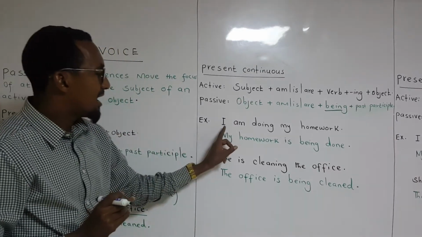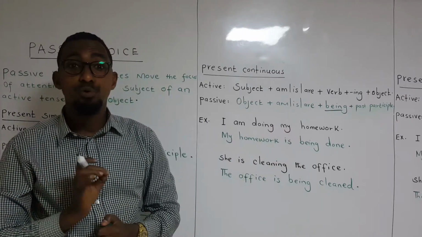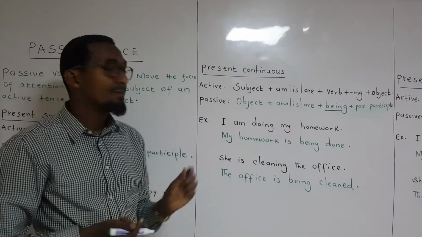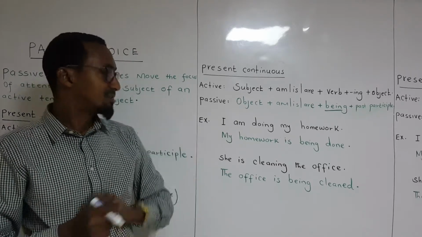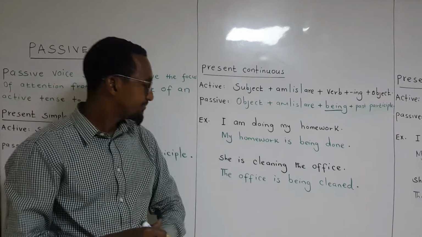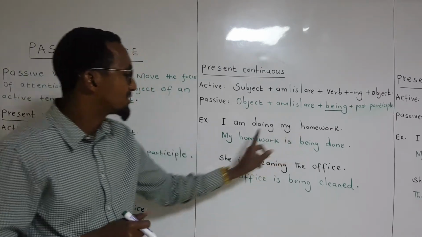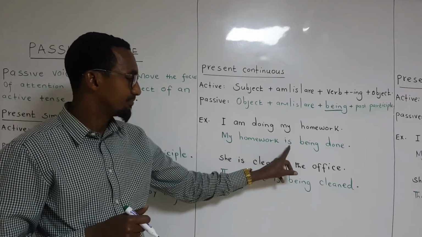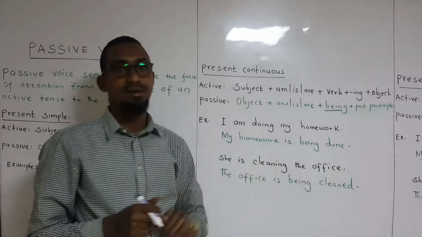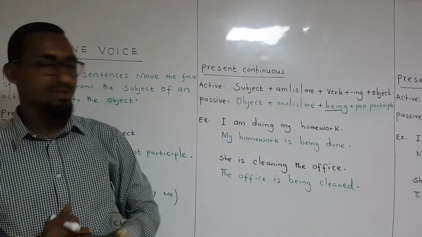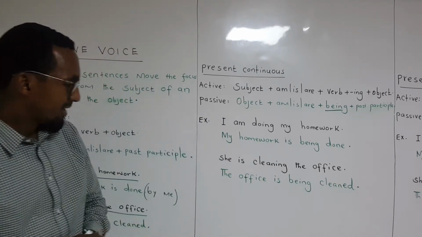So let's start. I am doing my homework. That means that the action is happening right now, at the moment. It's continuous. I'm doing my homework. Then when we want to change to passive, we start with the object. We say, my homework is being done. Then obviously, we can also add by and the agent.